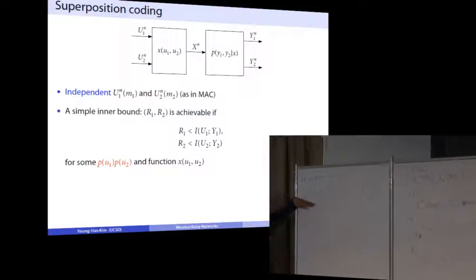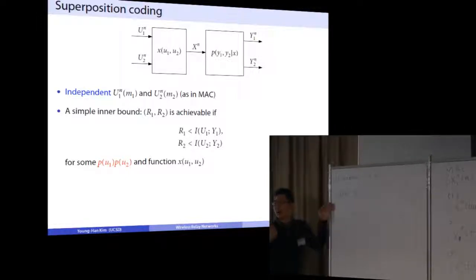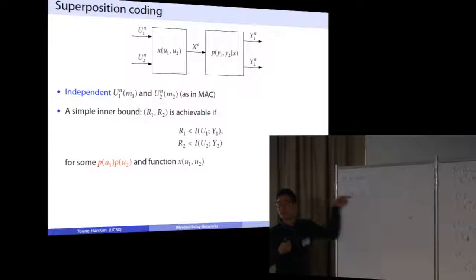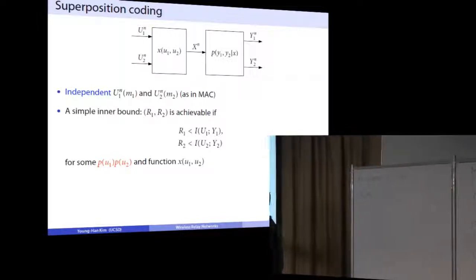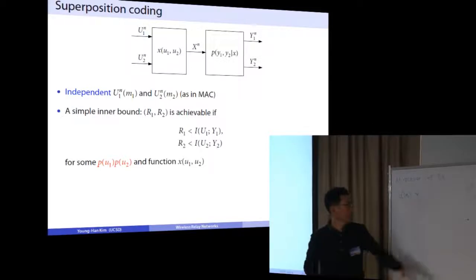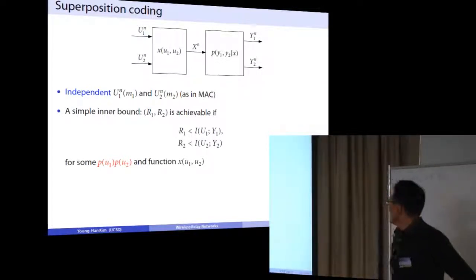And for the wrong U1s, which are generated independently, how many code words can I pack in so that the error probability still goes to 0? R1 less than the mutual information between U1 and Y1 gives you the correct bound, as we analyzed here.